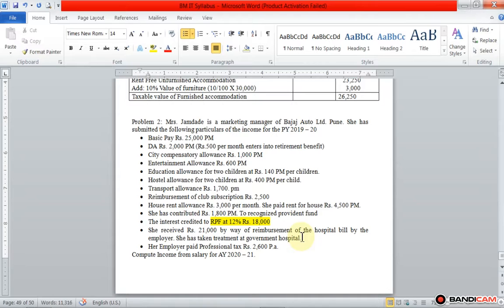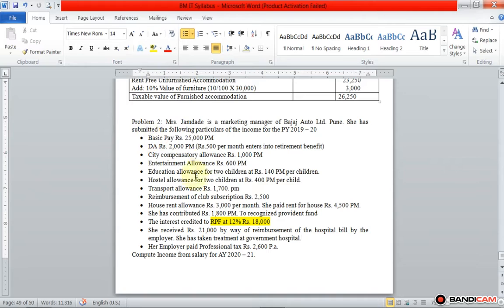Okay, then her employer paid professional tax rupees 2600 per annum. It means the owner of the company, Bajaj Auto Limited, has paid the professional tax of Mrs. Jamdade. So when the employer pays professional tax, we add it into the gross salary, and then we deduct this professional tax as a deduction under section 16 subsection 3. Got it? Compute income from salary.